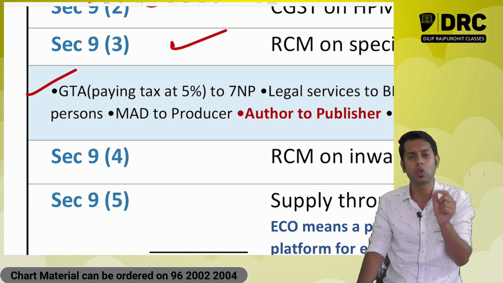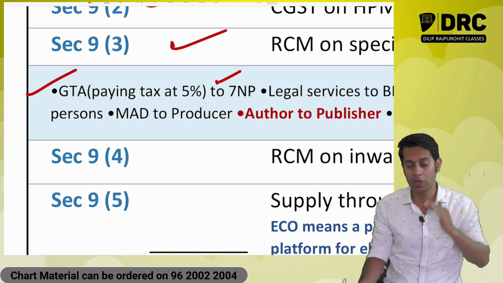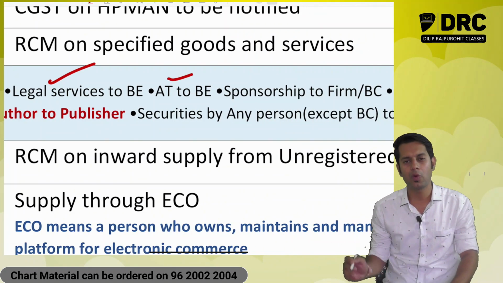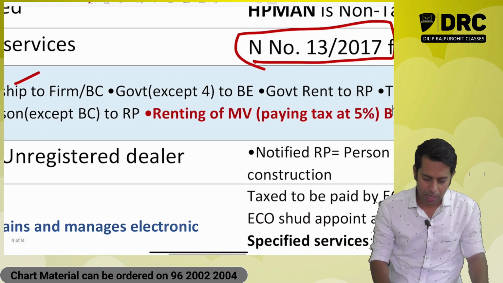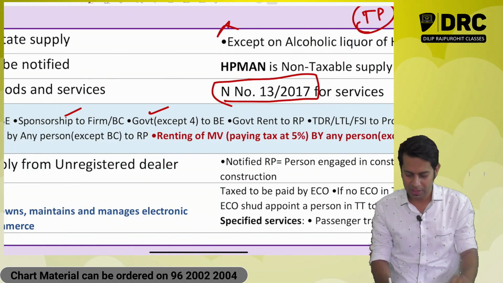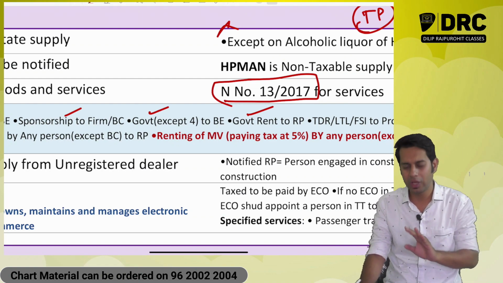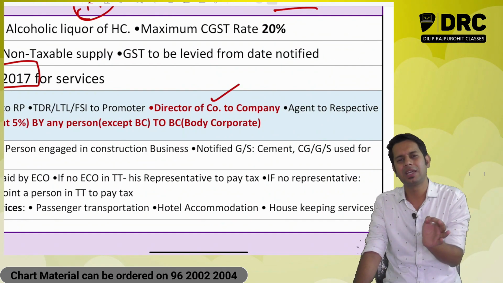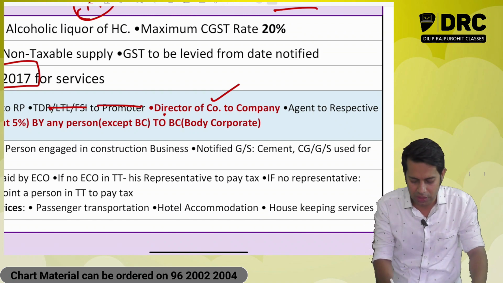GTA, a goods transport agency, not opting to pay tax at 5%, supplying services to 7 notified persons, RCM is applicable. Legal services provided by an advocate to a business entity, arbitral tribunal providing services to a business entity, sponsorship services provided by any person to a partnership firm or a body corporate, then government giving any types of services to a business entity, renting of immovable property services given by government to a registered person, transfer of development right, etc. Then director of a company is giving services to the company. Please note, transfer of development right and these are not so important, so I am not focusing.